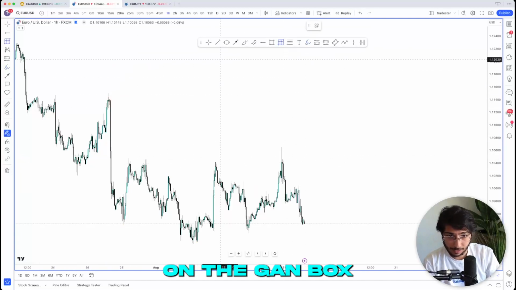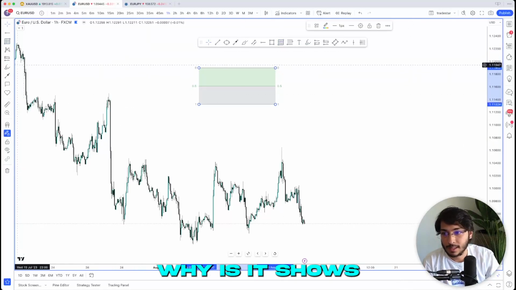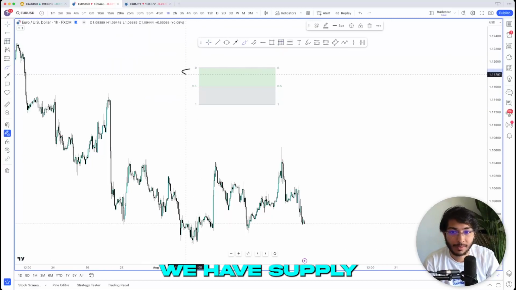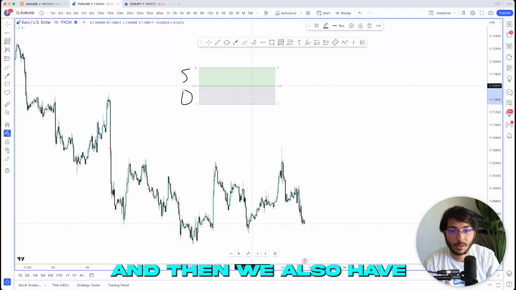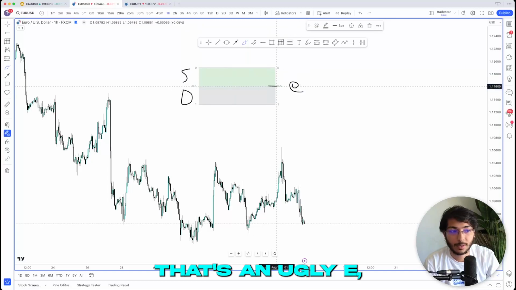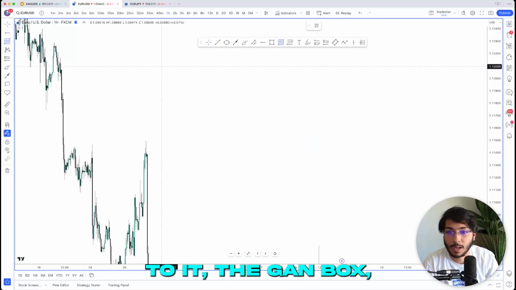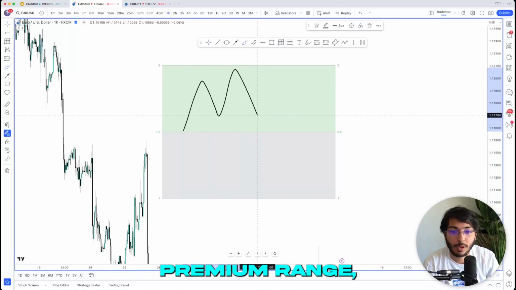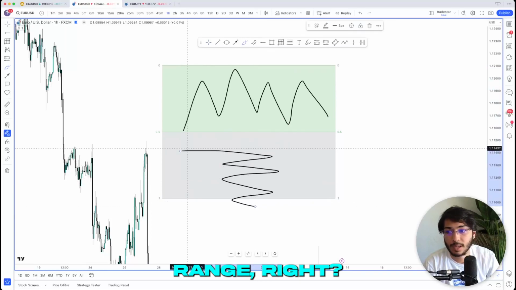Let's continue on. The Gann Box, by far one of my favorite tools. The reason why is it shows you different levels, right? When it comes down to supply and demand, we have supply and then we have demand, right? And then we also have equilibrium, right? Equilibrium is in the middle. That's an ugly E, but you guys get it. So in regards to it, the Gann Box, very simple, guys. We have this range, which is our premium range. And then we have this range, which is our discount range, right?